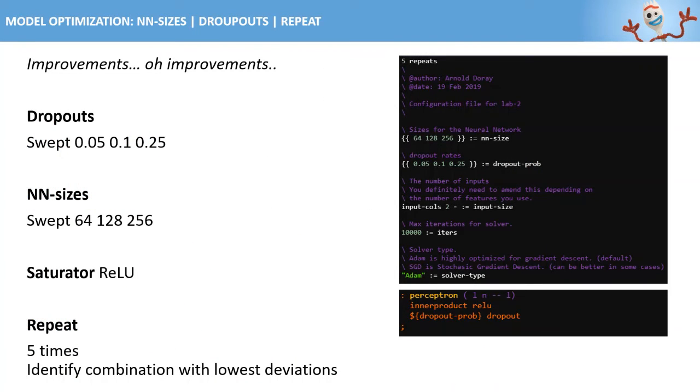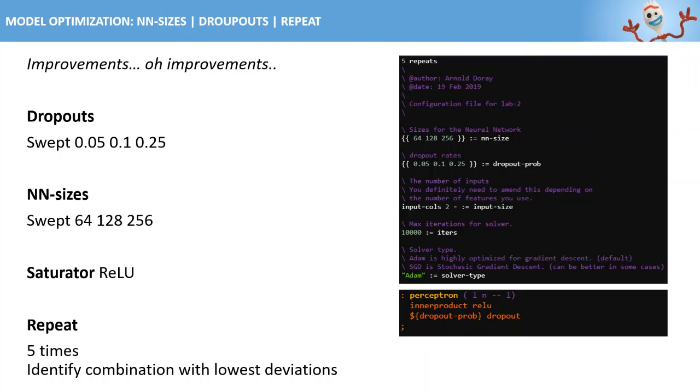As with anything in life, we should always seek further improvements. After performing feature engineering, let us now optimize the model. First, we will attach a dropout layer to the perceptron so that each perceptron will randomly drop data points with the rate that we assign. Here, we set 0.05, 0.1, and 0.25. Since we see better learning with NN sizes of 64, 128, and 256, we will always sweep those.